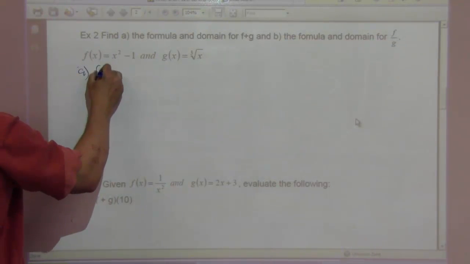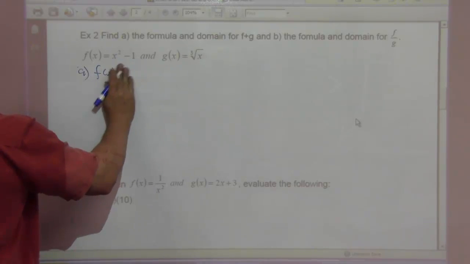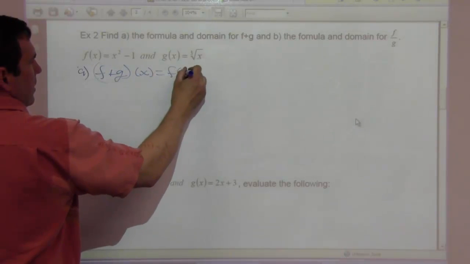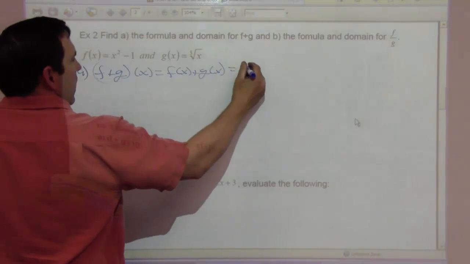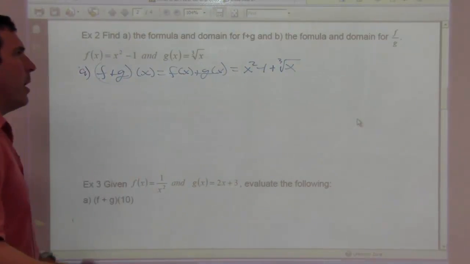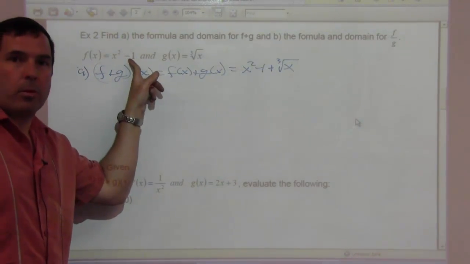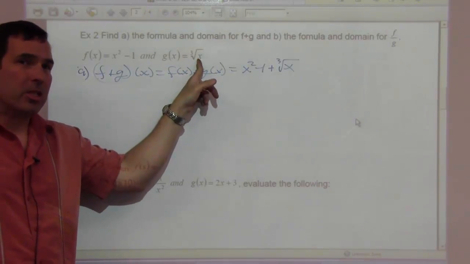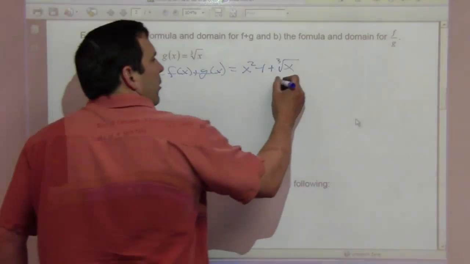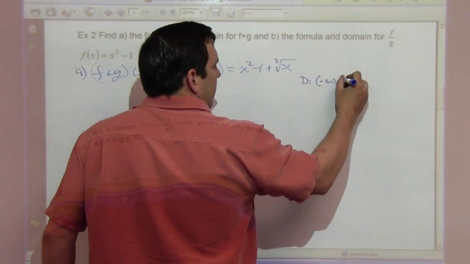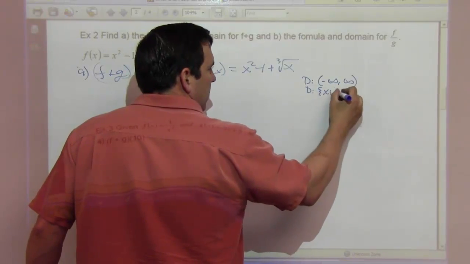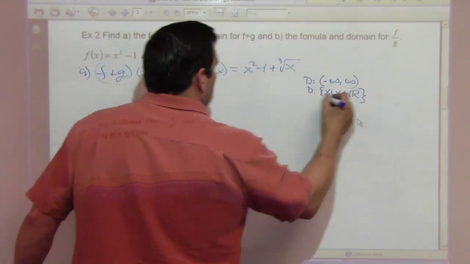So for a, f plus g of x is f of x plus g of x. That's x squared minus 1 plus the cube root of x. Now the domain of this, from the x squared minus 1, domain is all real numbers. And for the cube root, now square root would be different, a fourth root would be different, but cube root, you can still plug in any number. So our domain would be from negative infinity to infinity, or if we want to be technical, it would be x such that x is in the reals.